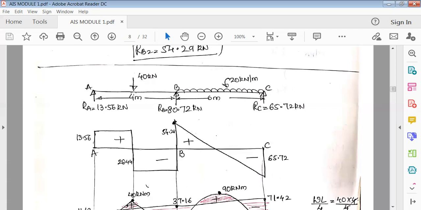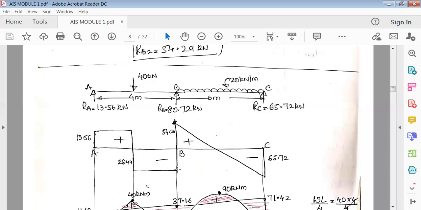Then the 40 kilonewton is acting downward, so downward means negative, so minus. In the calculator it is now 13.56 minus 40, which is minus 26.44. Draw it in the negative sign. Again, from 40 to B, there is no load, so draw a straight line.